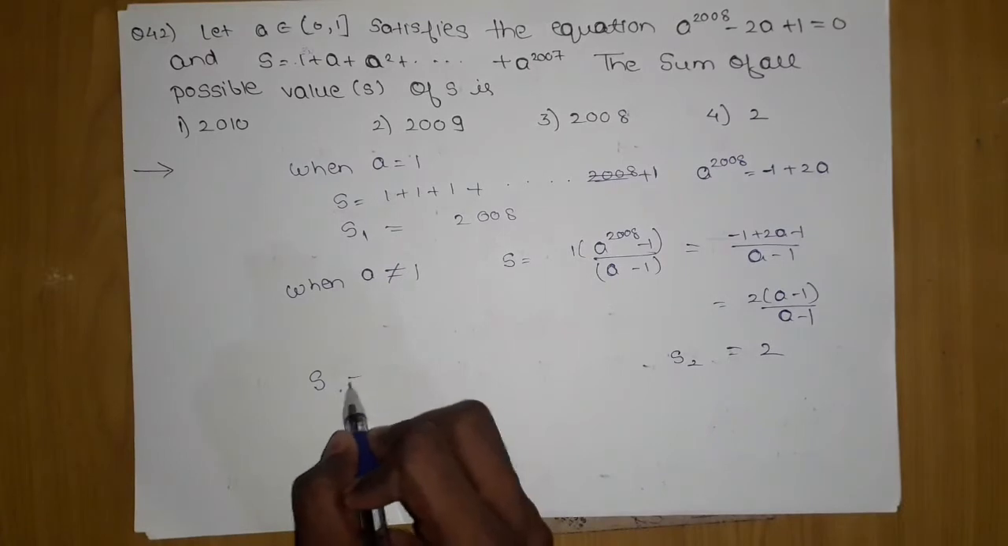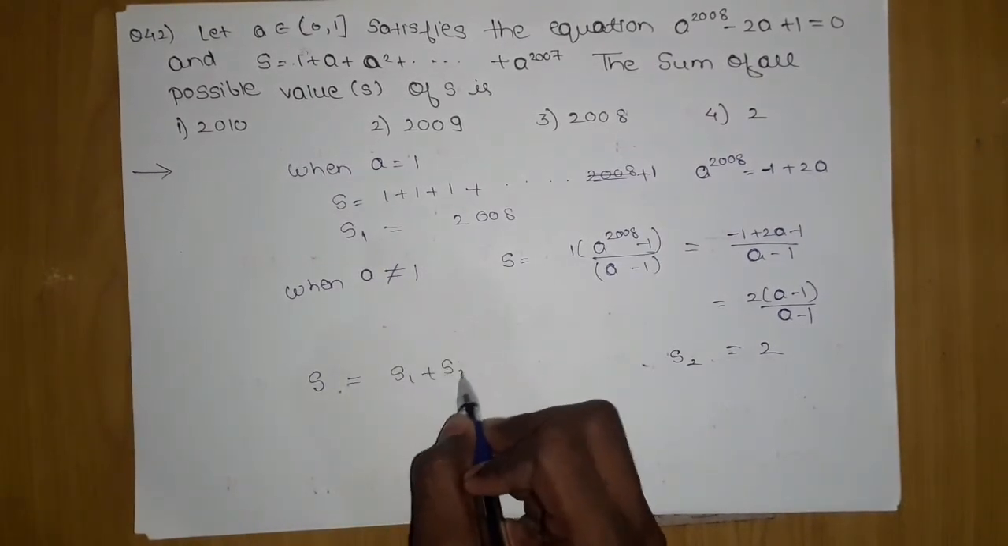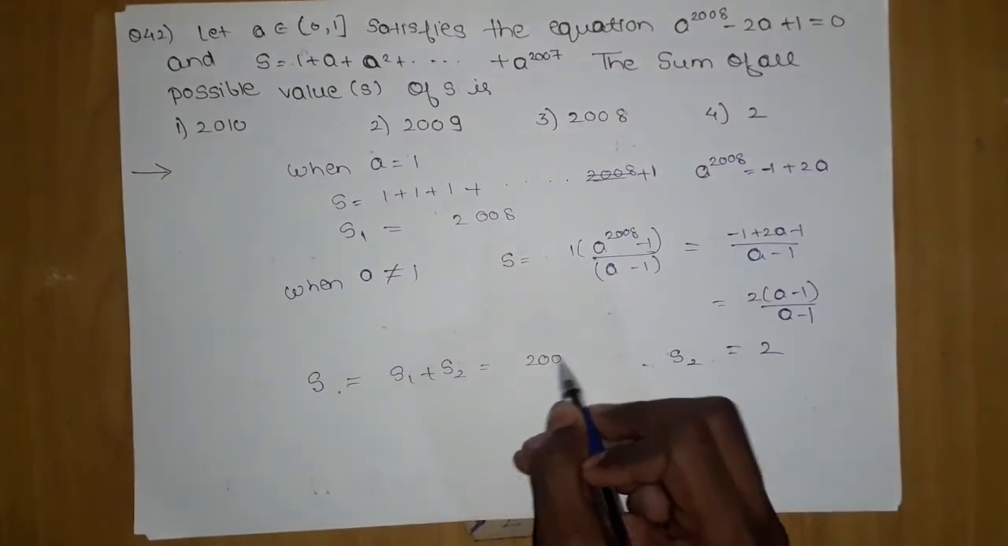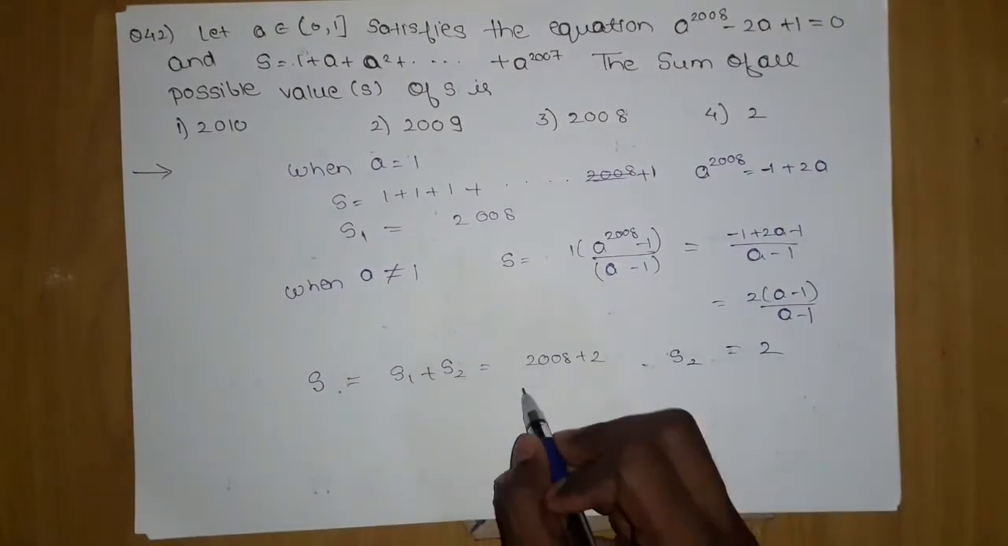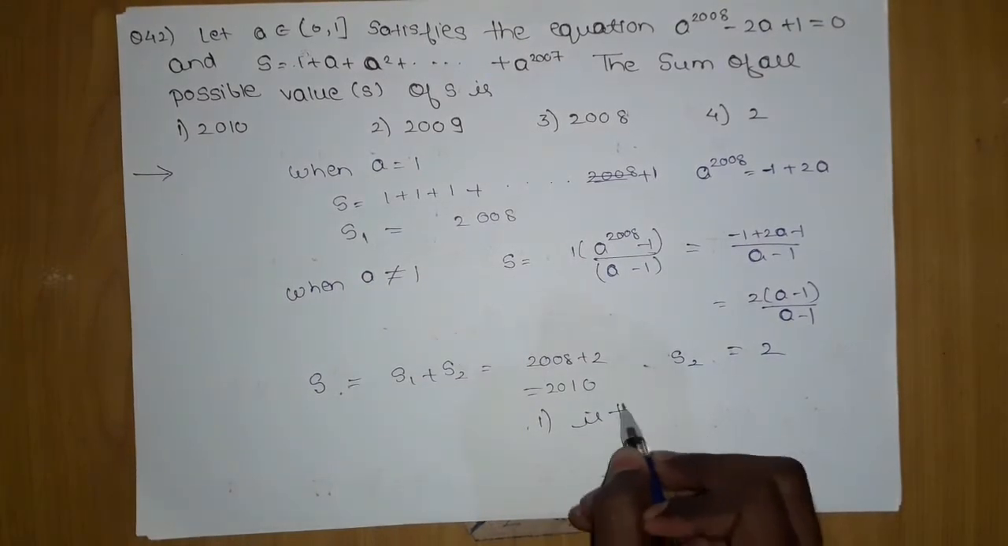So S, the sum of all possible values, will be S1 plus S2, which is nothing but 2008 plus 2, which will give me 2010. So 1 is the answer.